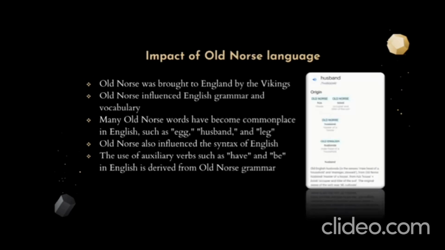Another major influence on English was Old Norse, which was brought to England by the Vikings. Old Norse had a significant impact on the English language, particularly in the areas of grammar and vocabulary. Many Old Norse words have become commonplace in English, including egg, husband, and leg. Old Norse also influenced the syntax of English, with the use of auxiliary verbs such as have and be being derived from Old Norse grammar.